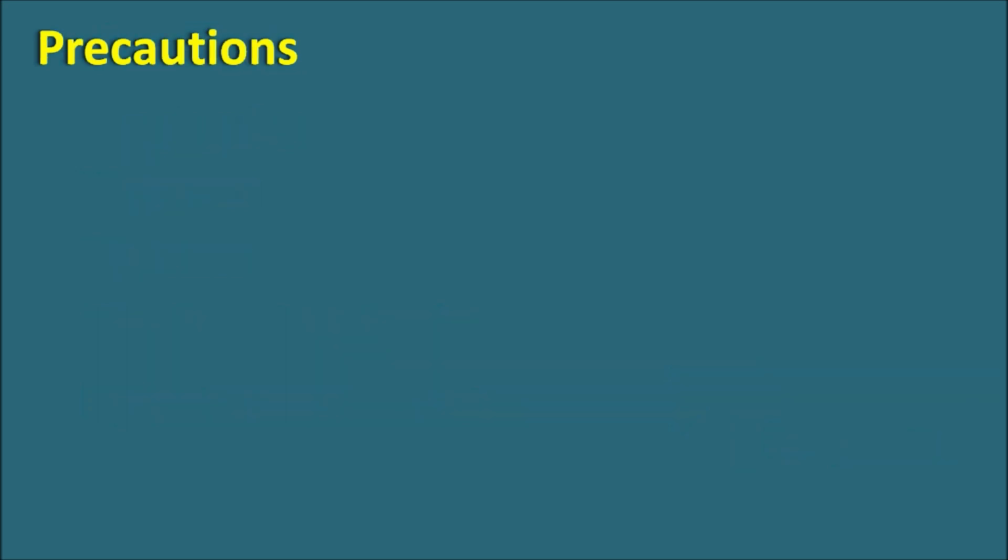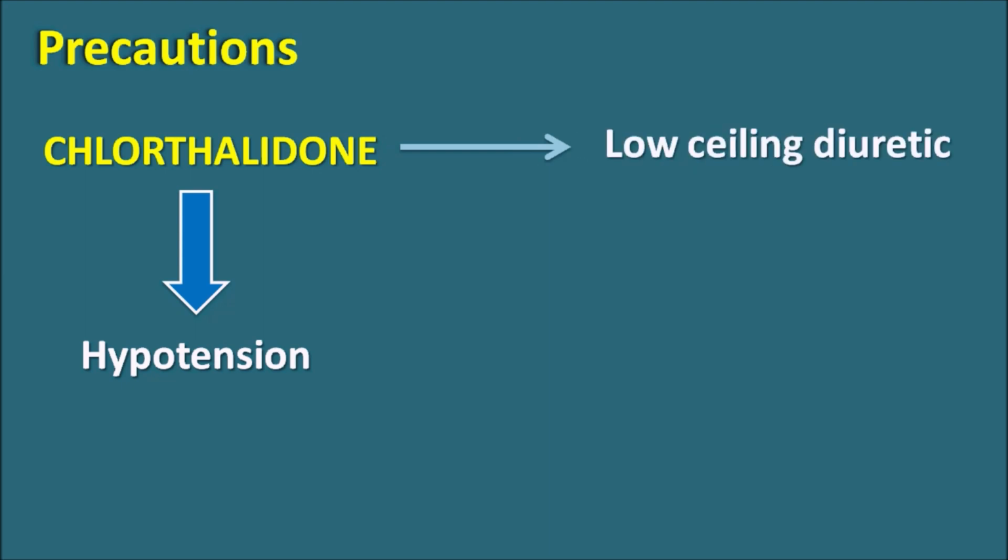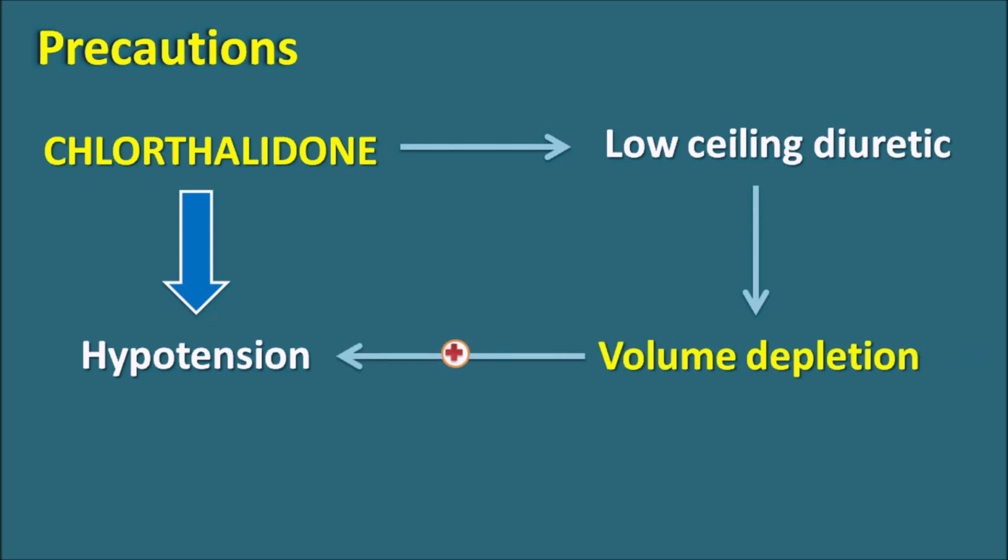What are the precautions? One of the important precautions of chlorthalidone is that this drug is going to produce hypotension. This hypotension is a symptomatic hypotension which can be controlled, and chlorthalidone is a thiazide-like diuretic. That means it is a low ceiling diuretic, so it can produce some volume depletion. This volume depletion may further increase the hypotension. So if any patient already has volume depletion or any hypotensive conditions, chlorthalidone should be carefully given.